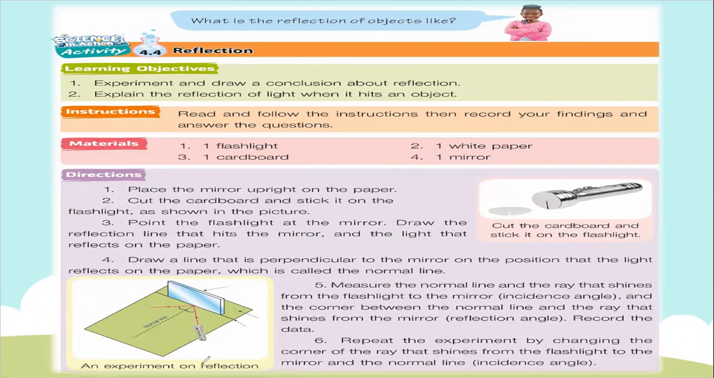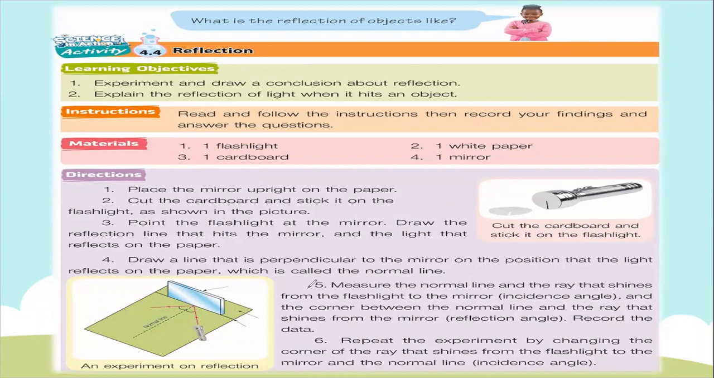Now, what we have to do, draw a line that is perpendicular to the mirror at the position where the light reflects on the paper, which is called the normal line. So here we have both sides. Here you can see we just make a line right in the center. From one side the flashlight is released, and on the other side the line we already drew shows at which angle the light goes after reflecting from the mirror. So we draw the line here.